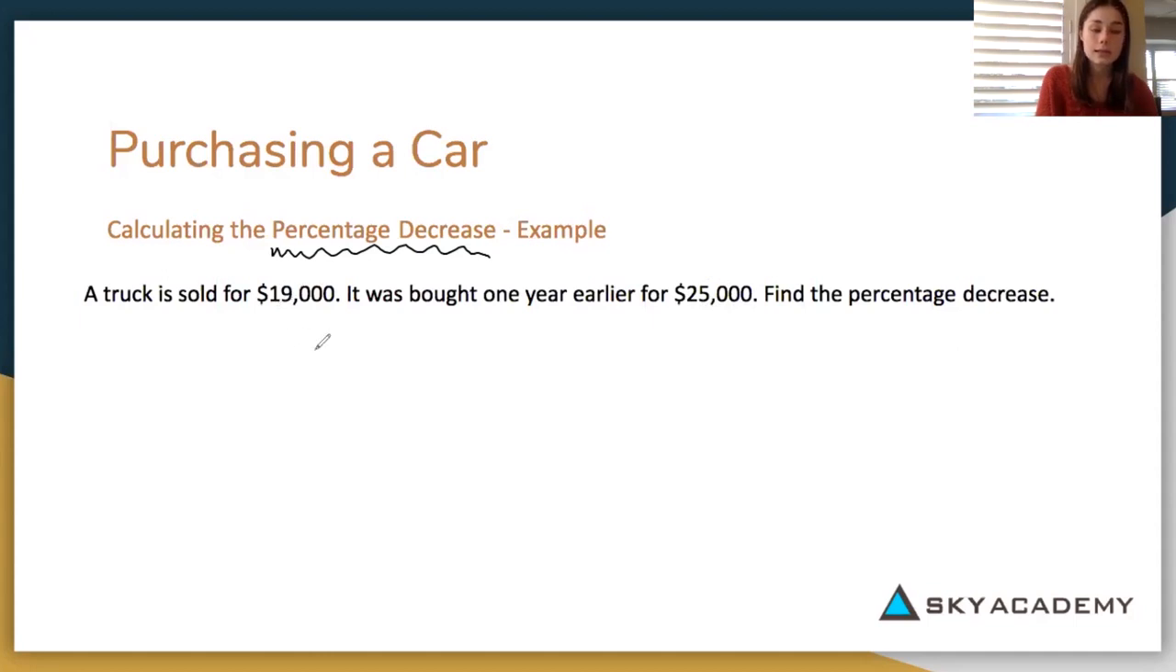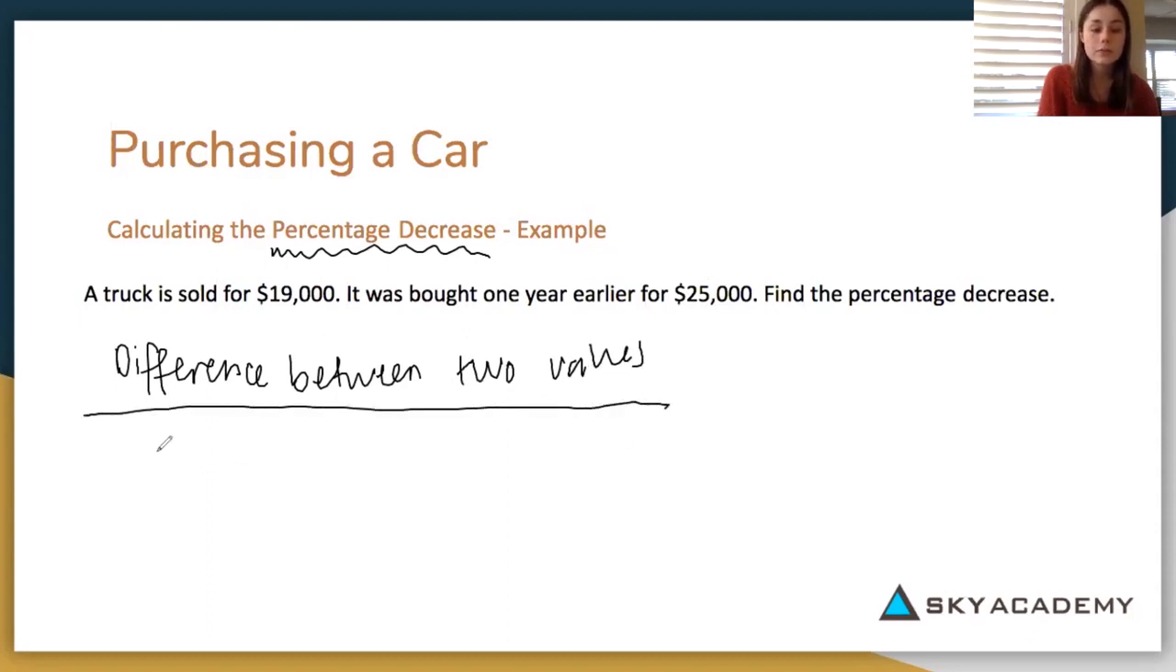So to figure out percentage decrease, you have to do the difference between the two values over the initial value, and you times it by 100 to get the percentage. So if we sub the values that we know into this equation, then we will get the percentage decrease.